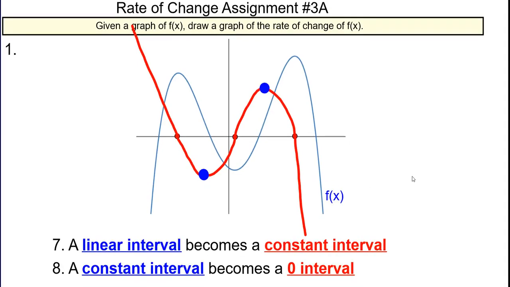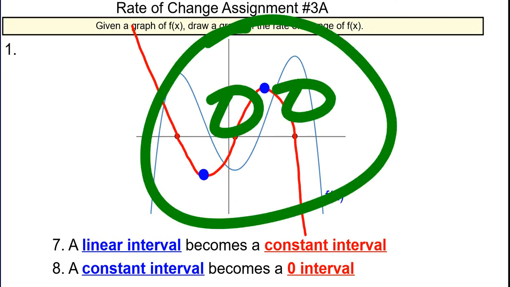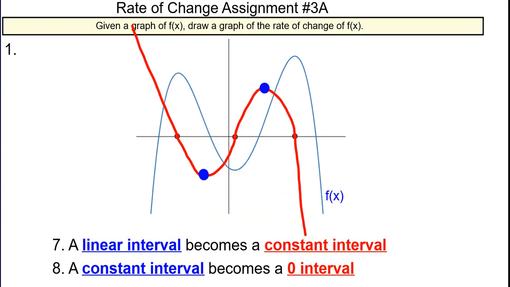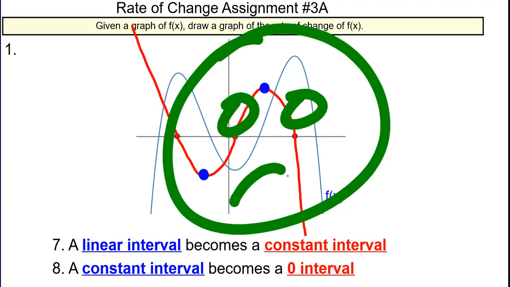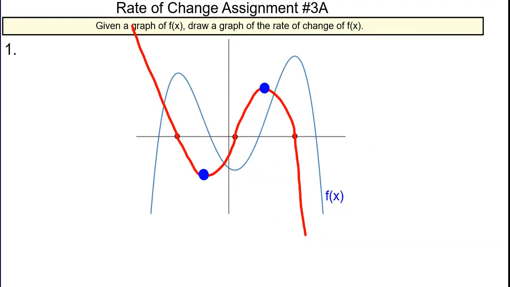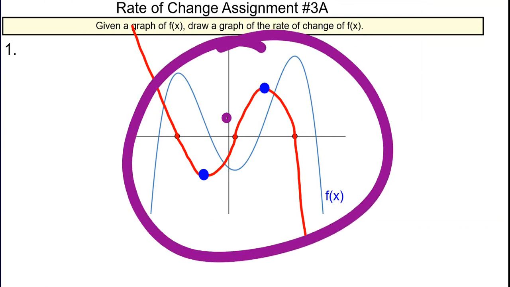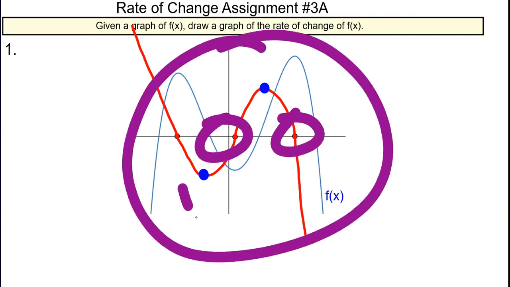Rule 7 says a linear interval becomes a constant interval, but we do not have any linear intervals. Rule 8 says a constant interval becomes a zero interval, but we do not have any constant intervals either. So in this function, all the rules checked out, and we feel really good about what we have drawn.